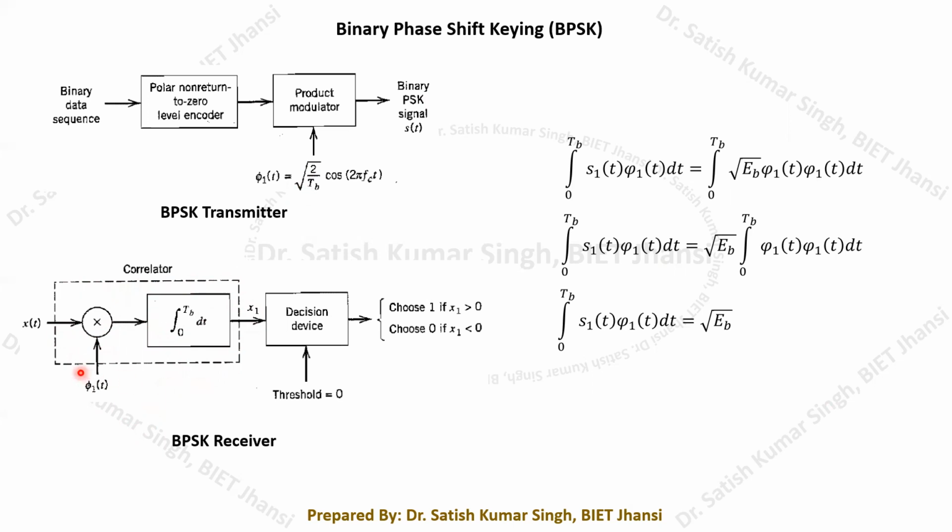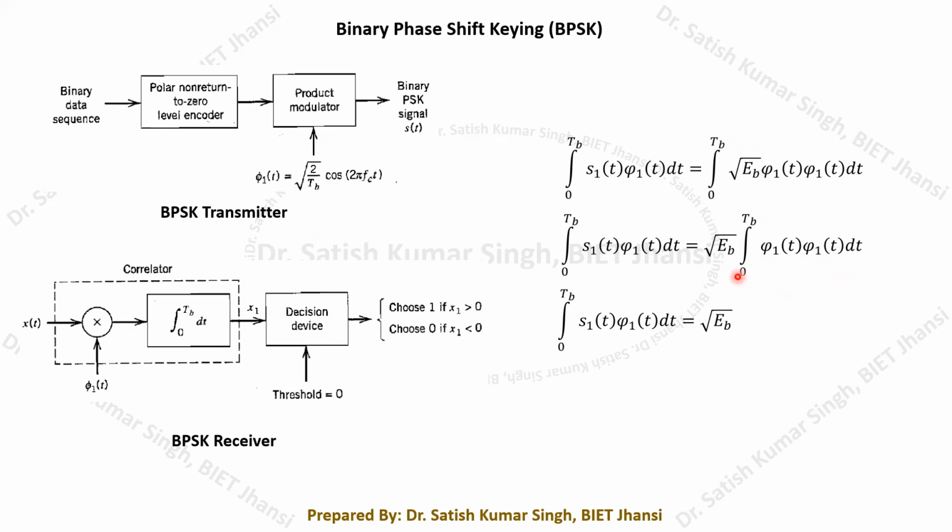So you try to do the same thing. For example, if we have sent S1(t), corresponding to S1(t), we have to multiply the same basis function phi 1(t), and then do the integration. So I'm just trying to do this: 0 to Tb, root over Eb multiplied with phi 1(t), then again phi 1(t), dt. So basically this is coming out as root over Eb, integral 0 to Tb of phi 1(t) multiplied with phi 1(t) dt.